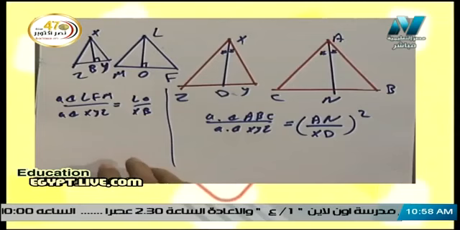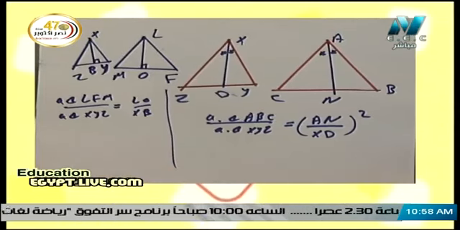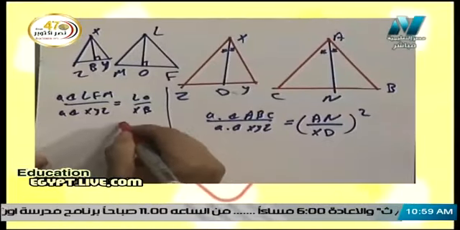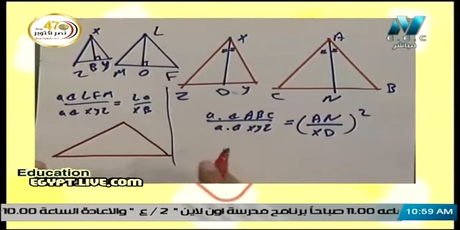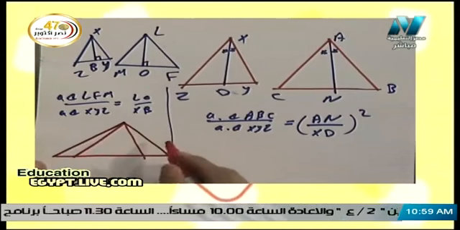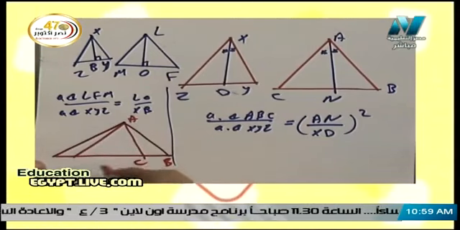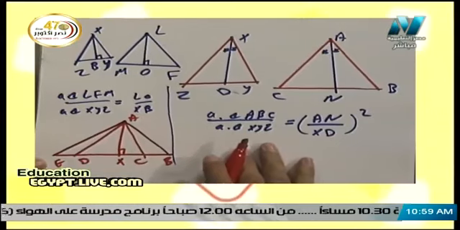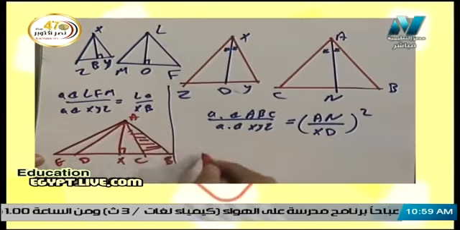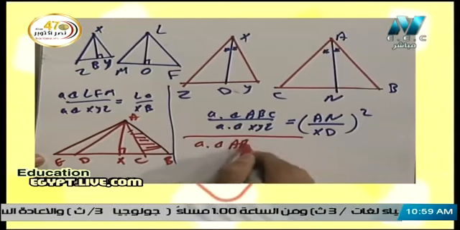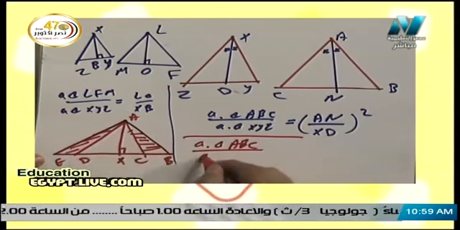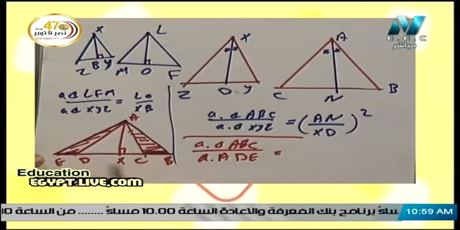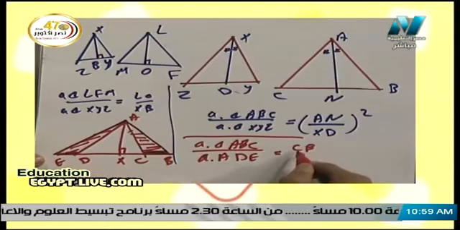My dear students, we have finished for now, but we can say about if we have two triangles like that and we have the same vertex, this is A, B, C, D, E, and we have perpendicular here X. So the ratio between the area of triangle ABC over the area of triangle ADE equals the ratio between the two bases CB over DE.